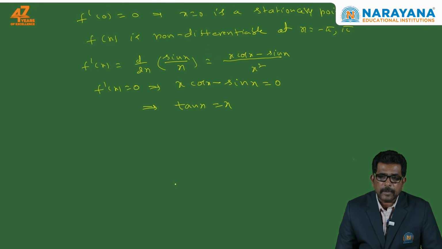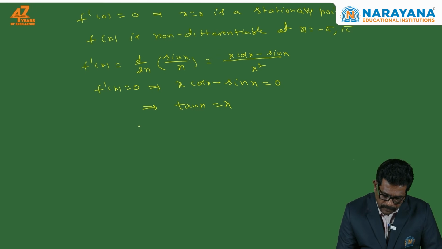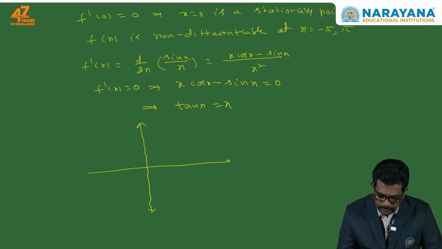Now, how many solutions does it have in the interval minus 2 pi to plus 2 pi? That we are going to check by using the graph. I am going to draw the graph of tan x is equal to x in the interval 0 comma 2 pi. This is pi, and suppose this is pi by 2.